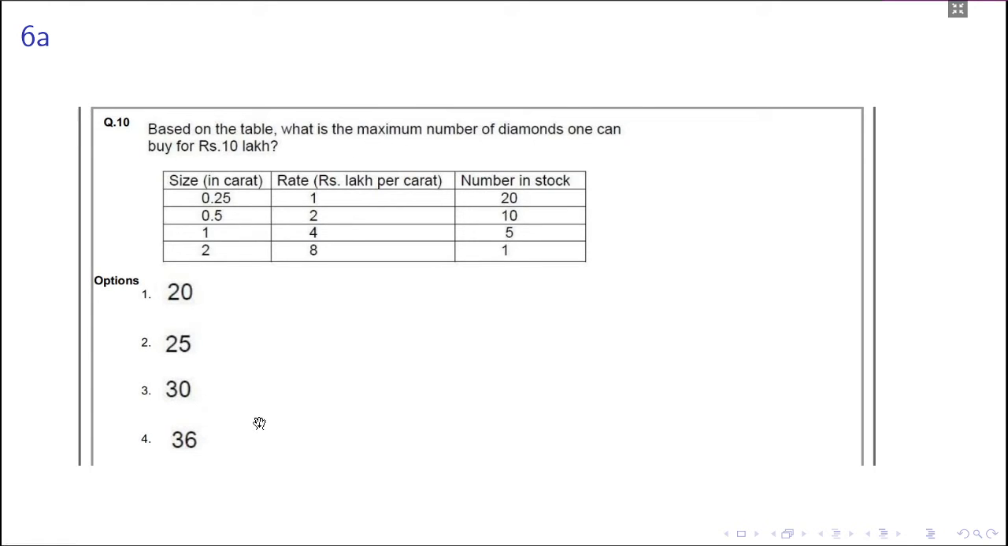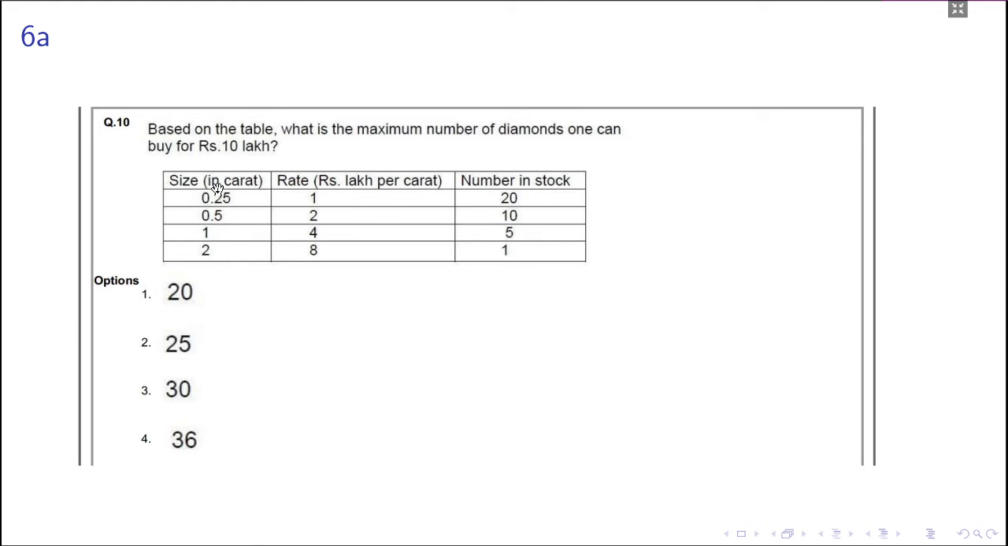Okay, in this one you just have to notice that the total amount is the product of these three columns. So if you take 20 of these, the total amount will be 20 into 1 into 0.25, so that's 10 lakhs. Sorry, it's 20 into 1 into 1/4, so that's 5 lakhs.